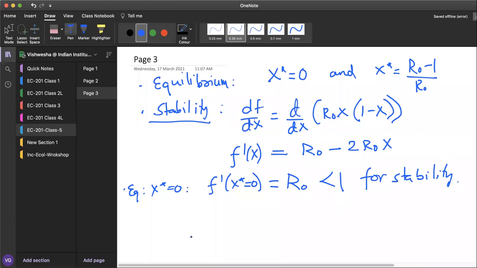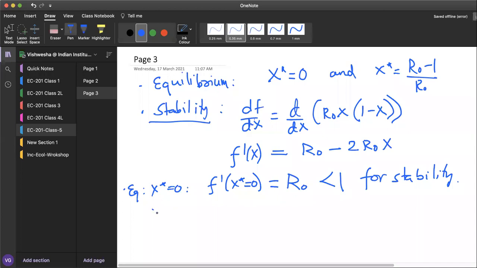Does that match with your numerical simulation results? Indeed it does, right? If you go back to previous class, this is precisely what you had told me when you did the numerical simulations using Excel or whatever program you wrote, right? So x star is equal to 0 is stable for R0 less than 1. Conversely, if R0 is greater than 1, it will be unstable.